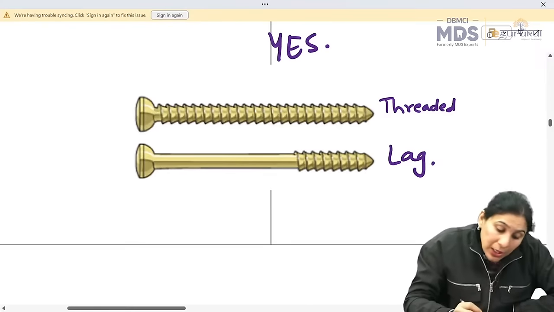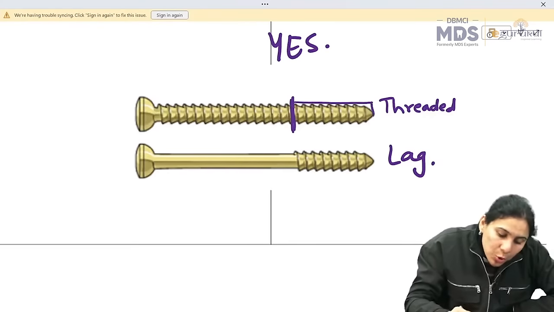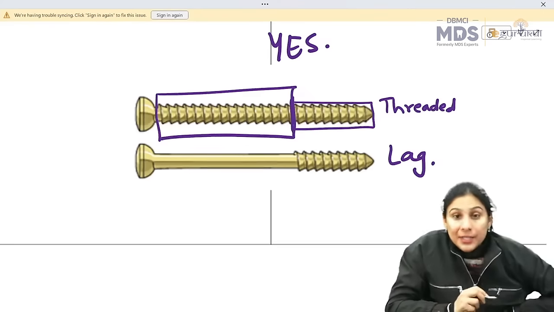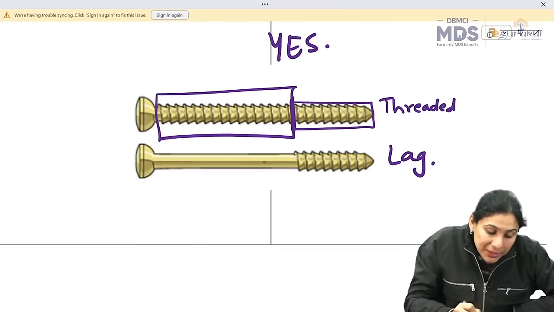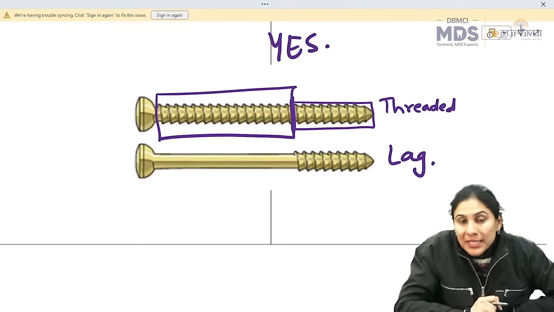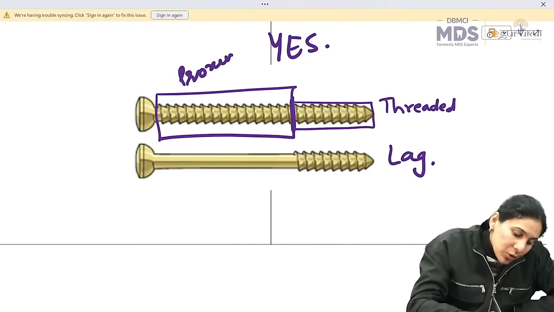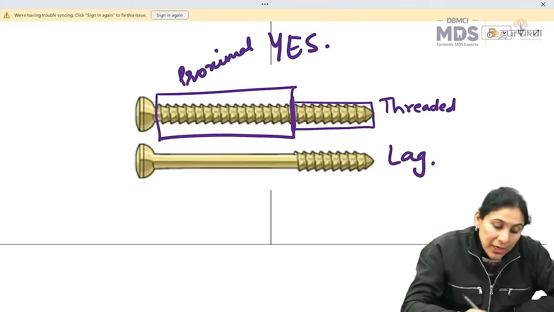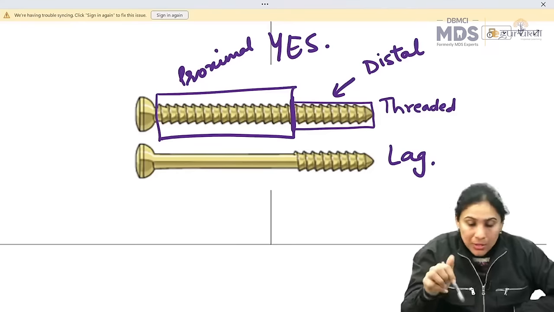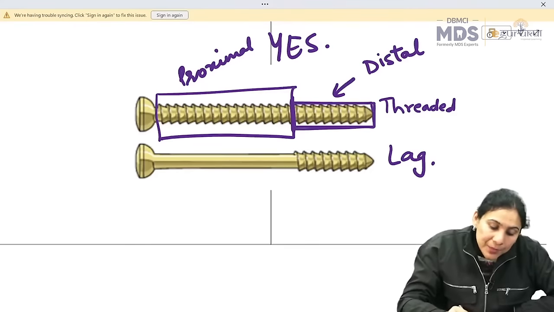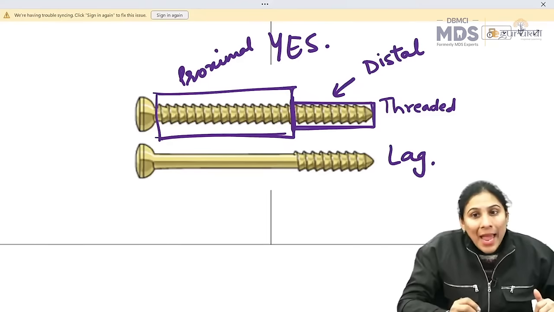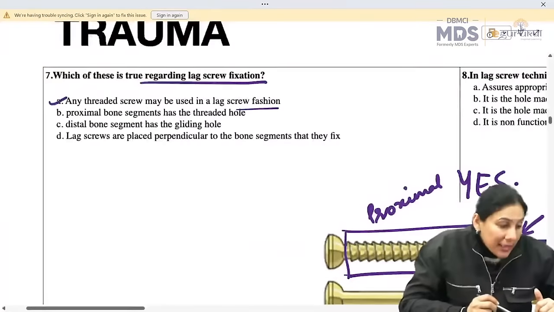How? If I drill this much hole normally and this hole wider, then this part becomes a gliding hole and this becomes a fixation hole. Correct? This is the proximal part of the screw, the near part, and this is the distal part of the screw. So if you make the drill in the bone according to the screw size distally and wider than the screw size proximally, then even a threaded screw can act like a lag screw. So yes, this sentence is absolutely correct.